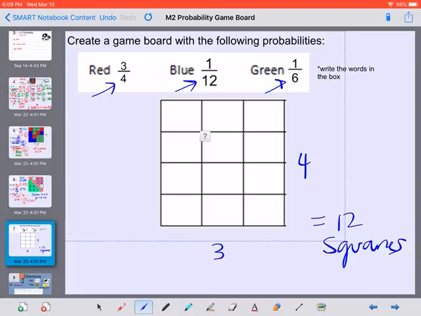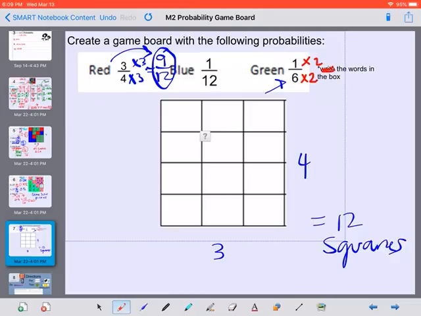So to get to 12, 4 times 3 is 12. We're creating an equivalent fraction. 3 times 3 is 9. 4 times 3 is 12. So we're really going to have 9 red squares. Now we have the same denominator of 12 there. And 6, we need the same denominator. 6 times 2 would give us 12. That gives us 2 12ths. So we're going to have to color in 2 green squares.